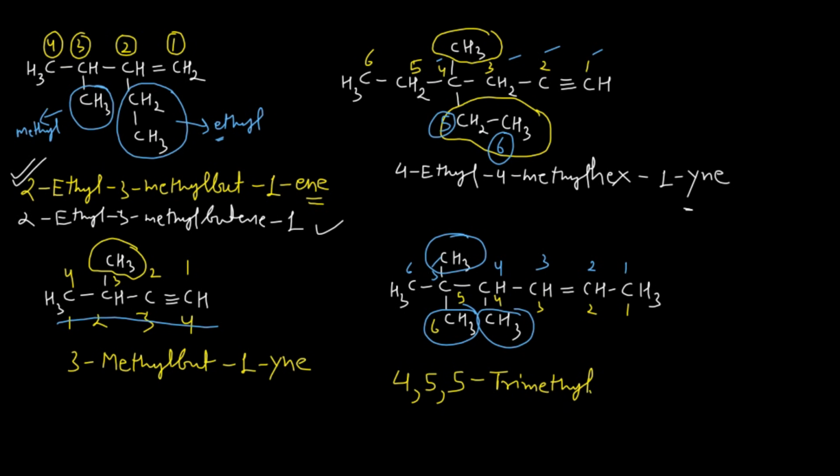Word root means total number of the carbon atoms. 6 carbon atoms are there. For 6, your word root is hex. And at position number 2, you are having double bond. So you write the hex 2-ene, right? Again, I have dropped the A from here. So the correct IUPAC nomenclature for this compound is 4, 5, 5 trimethyl hex 2-ene.